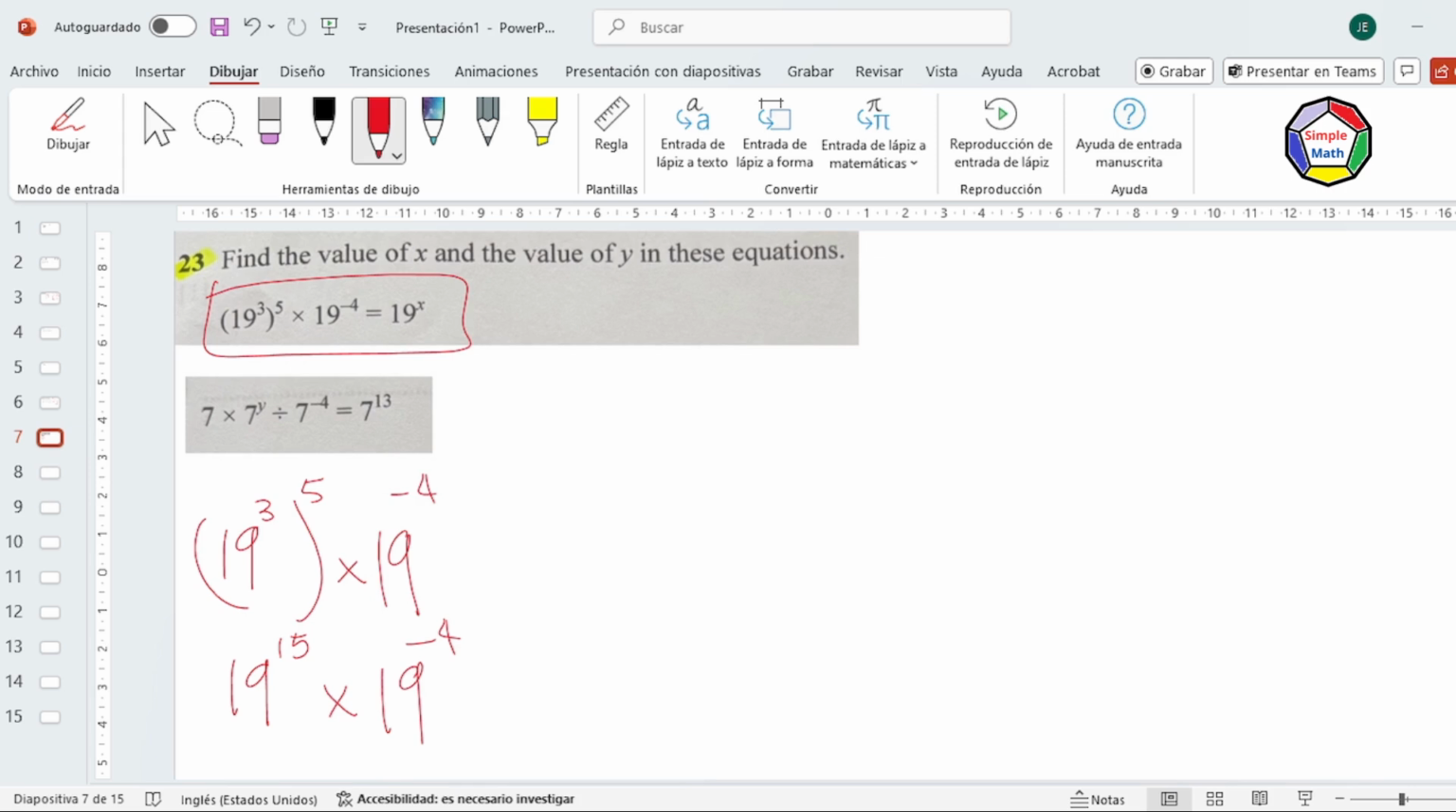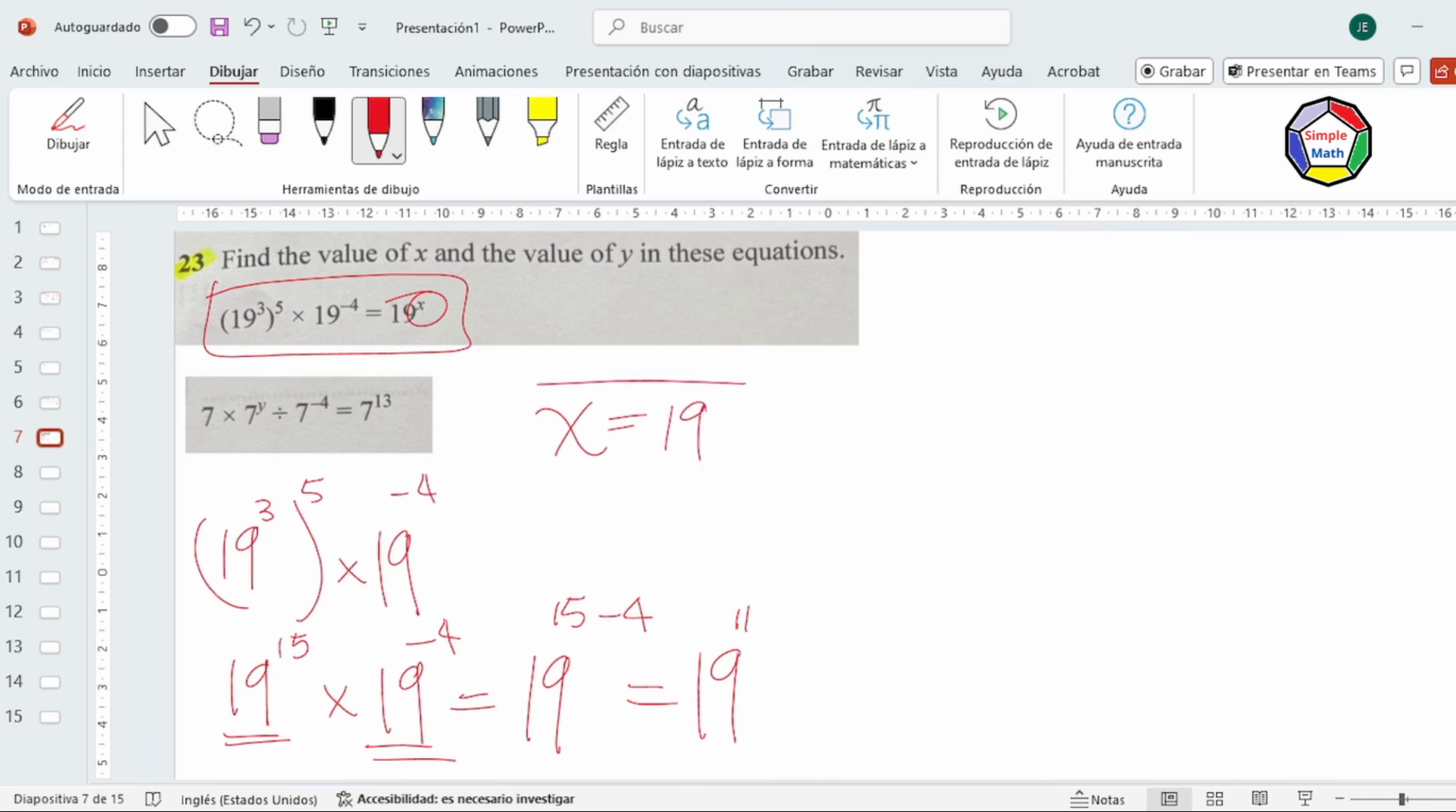So remember that when we multiply the same bases with different exponents, we subtract. So that is equal to 19 to the power of 15 minus 4. So it means that is 19 to the power of 11. All right. So x is equal to 11. So the answer is this one. X equals 11. All right, this is the way we solve the first question.